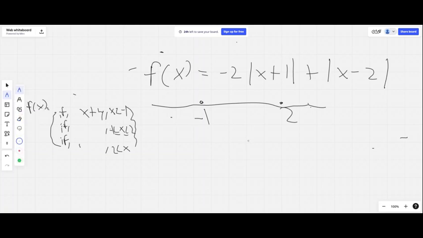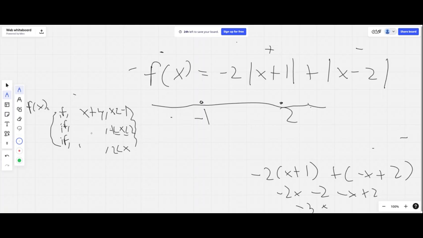Next, in the in-between zone, let's plug in 0. 0 plus 1 is positive, 0 minus 2 is negative. Here it's positive, here it's negative, right? Using that, we do minus 2 times x plus 1 plus minus x plus 2. So it becomes minus 2x minus 2 minus x plus 2, which is minus 3x. That's cool. Then we do the same thing with the last region.